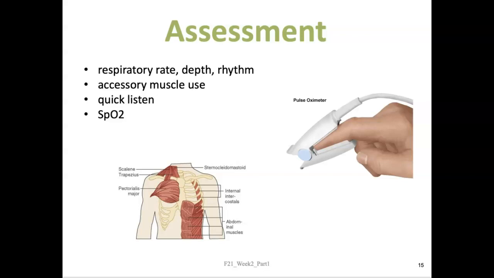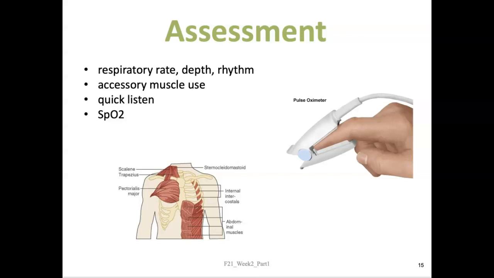You're going to do the upper lobes by listening to the second intercostal space, mid-clavicular line on each side. And then to listen to the lower lobes, you're going to listen to the 5th intercostal space, mid-axillary line. And you're listening on both sides, and you're listening for crackles, wheezes, and air entry.